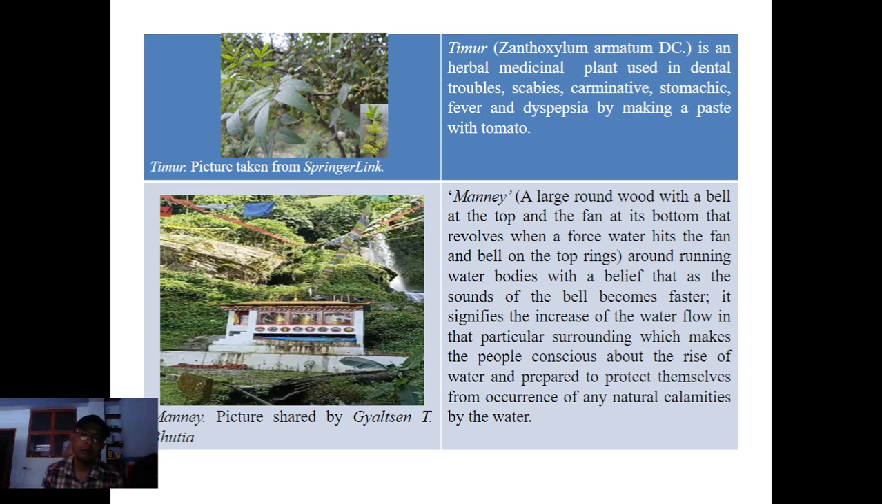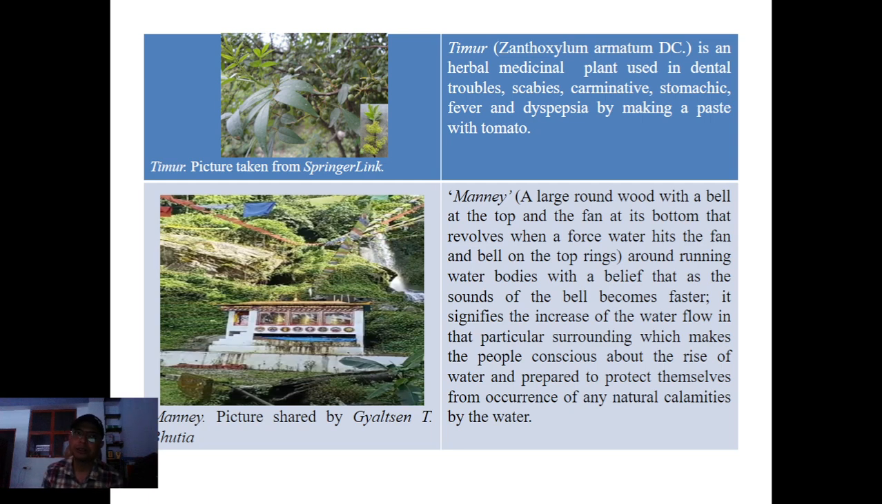Similarly, there is one very good example of this mani, which is a method and a practice basically practiced here in Sikkim. Mani is a large round wood with a bell at the top and a fan at its bottom that revolves when force of water hits it, and it rings around running water bodies with the belief that as the sound of the bell becomes faster, it signifies an increase of the water flow in that particular surrounding, which makes people conscious about the rise of water and prepared to protect themselves from the occurrence of any natural calamities by the water.